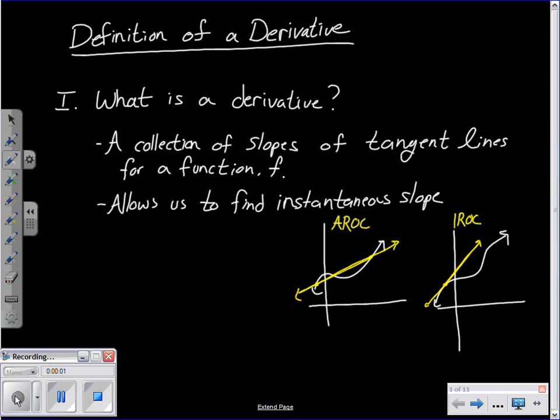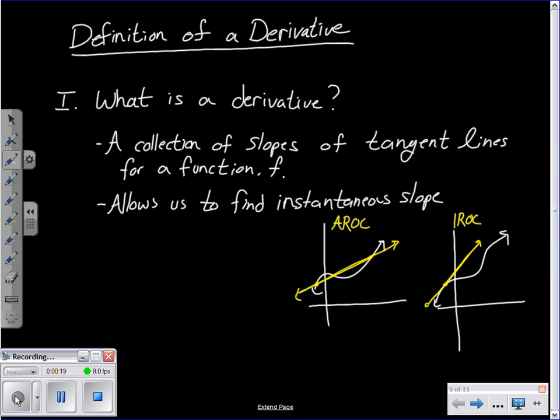Okay, in this lesson, what we're talking about is the formal definition of a derivative. So the big question then, and probably the term that you've been hearing a lot as you've been taking calculus is, what is a derivative? Well, a derivative, very simply put, is just a collection of slopes of tangent lines for a function f.